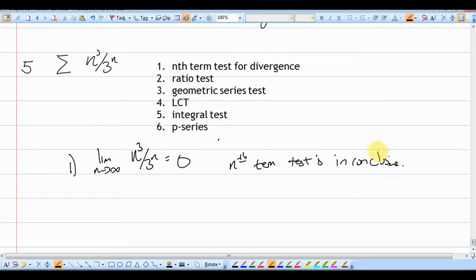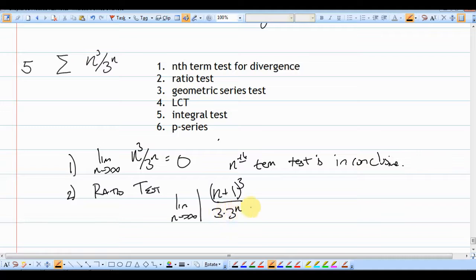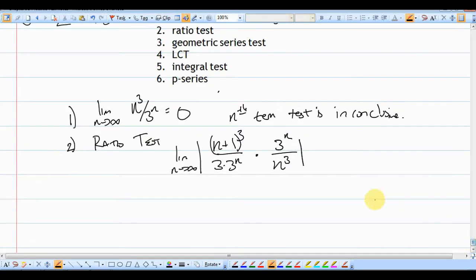So we need to move down to another test. And I think the best test to use here is the ratio test. So let's use number 2, the ratio test. We're going to take the limit as n approaches infinity of (n plus 1) cubed over 3 times 3 to the n, times 3 to the n over n cubed. Now this is not a power series, so we're not going to make that less than 1. We're not looking for an interval. We just want an answer.